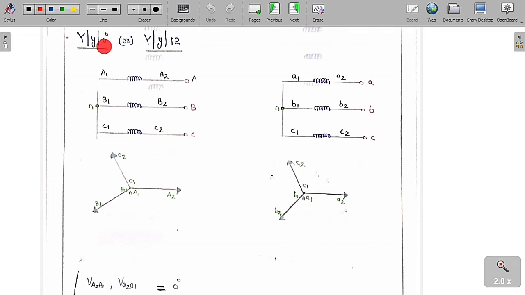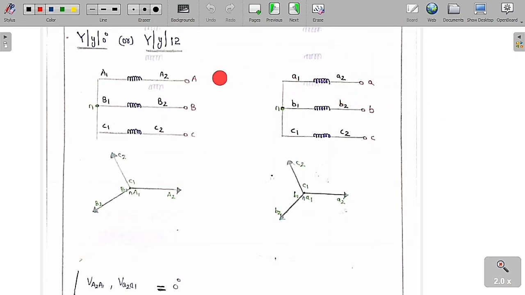So I need to go for the star connection. Star connection means A1, B1, C1, I am going to connect to a common point. It is called a neutral. Similarly, small a1, small b1 and small c1, I am going to connect to a common point. It is called small n. So this is called a star connection.